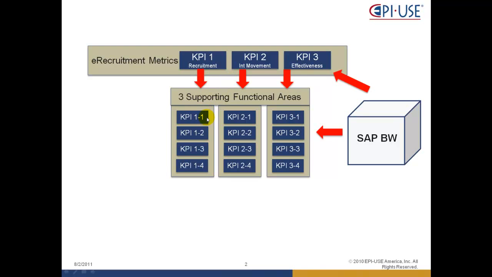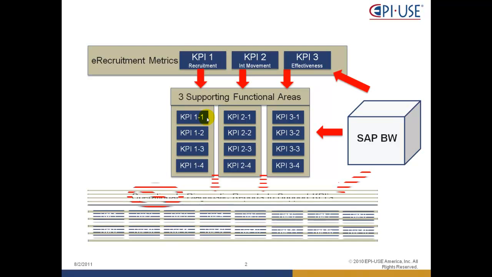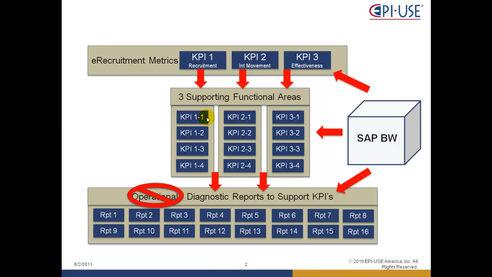Your supporting functional areas can be defined in a number of ways, either through geography or business units, product lines, or functional areas actually within the recruitment process. Once these KPIs are defined, it's best to look at diagnostic reports and to define those.